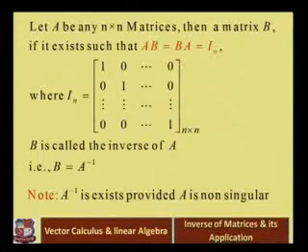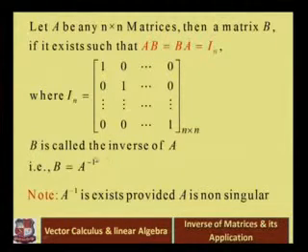Let A be any n cross n matrix. Then a matrix B, if it exists such that AB equals BA equals I_n, then B is called the inverse of matrix A. Here notice that I_n is the n by n identity matrix, and the identity matrix is represented by this form: the main diagonal entries are 1 and all other entries are 0. This is the definition of inverse.